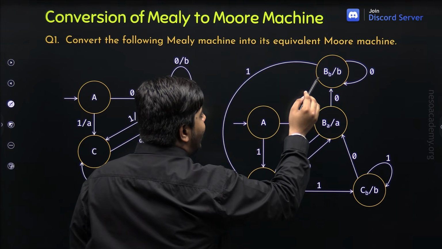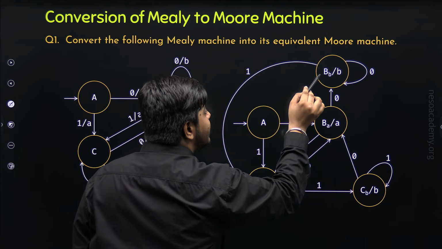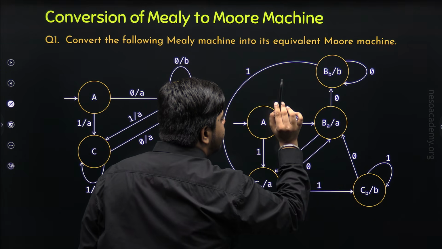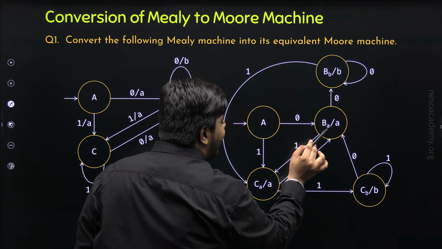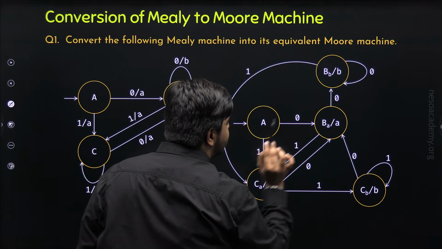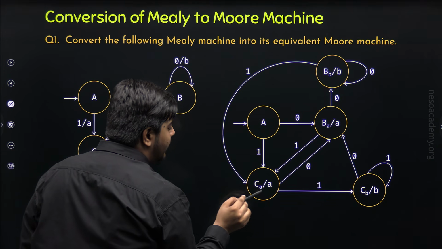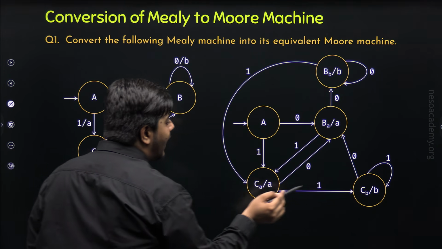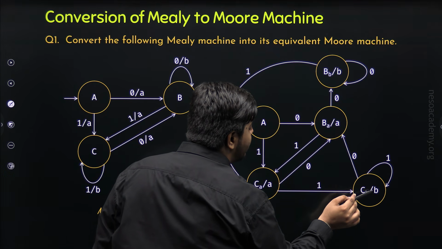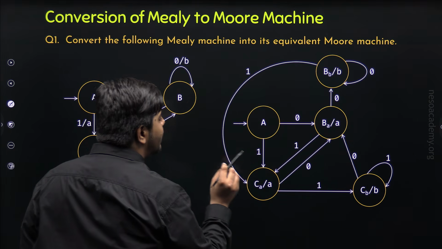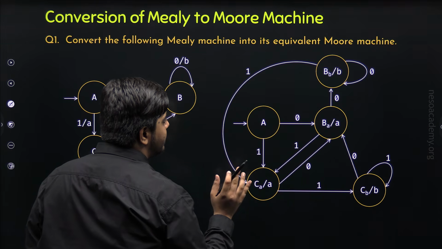As you can see, I have changed this B into BB. Why? Because this B is associated with output symbol B. Similarly, I have changed this B into BA because this is associated with the output symbol A. Similarly, I have changed this C into CA because it is associated with output A, and I have changed this C into CB because it is associated with output B. Now you can uniquely identify each state because all the states are having different names now.